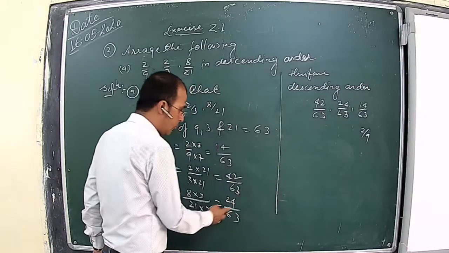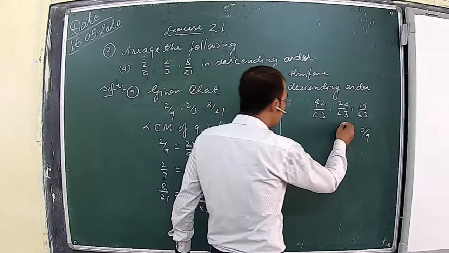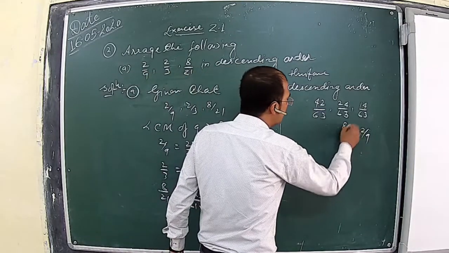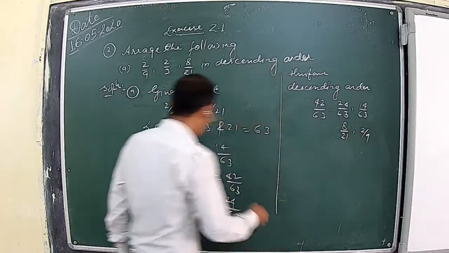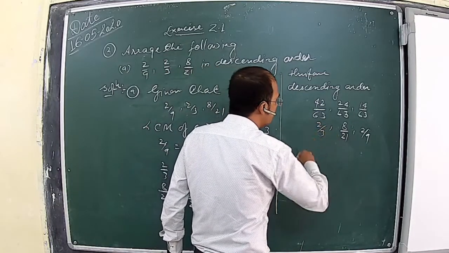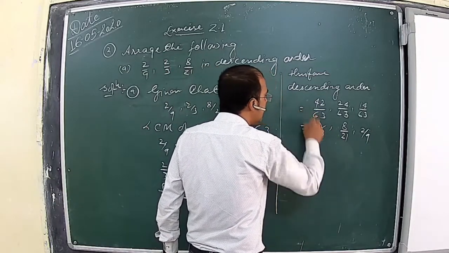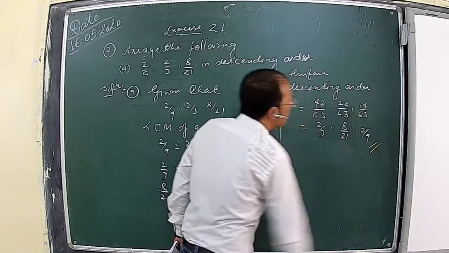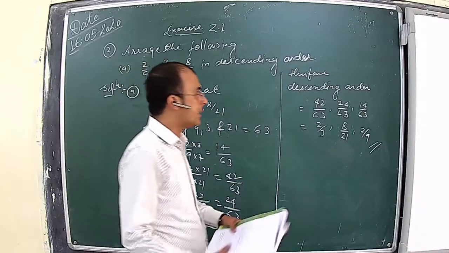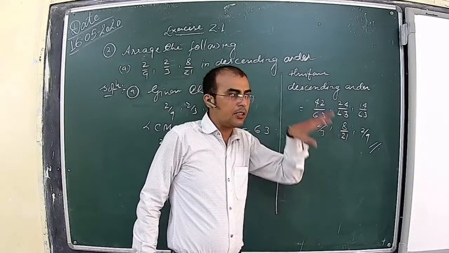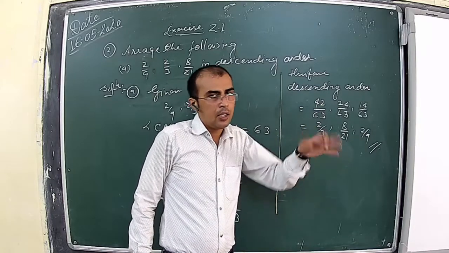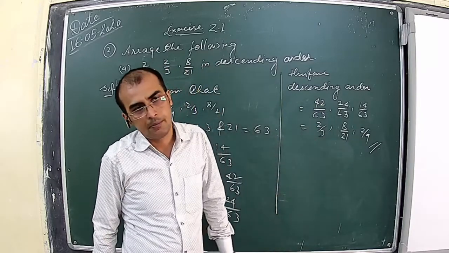And what is 24 by 63? It means it is 8 by 21. And what is 42 by 63? It means 2 by 3. This order is said to be descending order. Similarly, ascending order you will write. First you write the smallest number, then you write the greater number, and at last you write the greatest number.